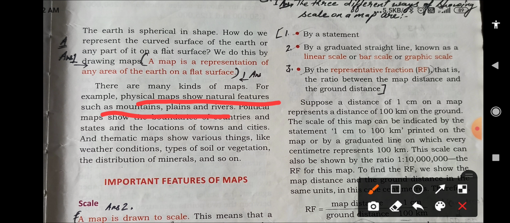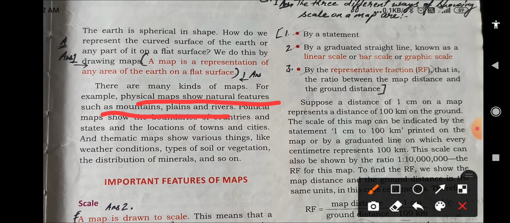Then what about the political maps? Political maps show boundaries of countries, states, and locations of towns and cities. Next one is the thematic map. So here we usually see the weather conditions, types of soils, vegetation, distribution of minerals. Next are the important features of maps.